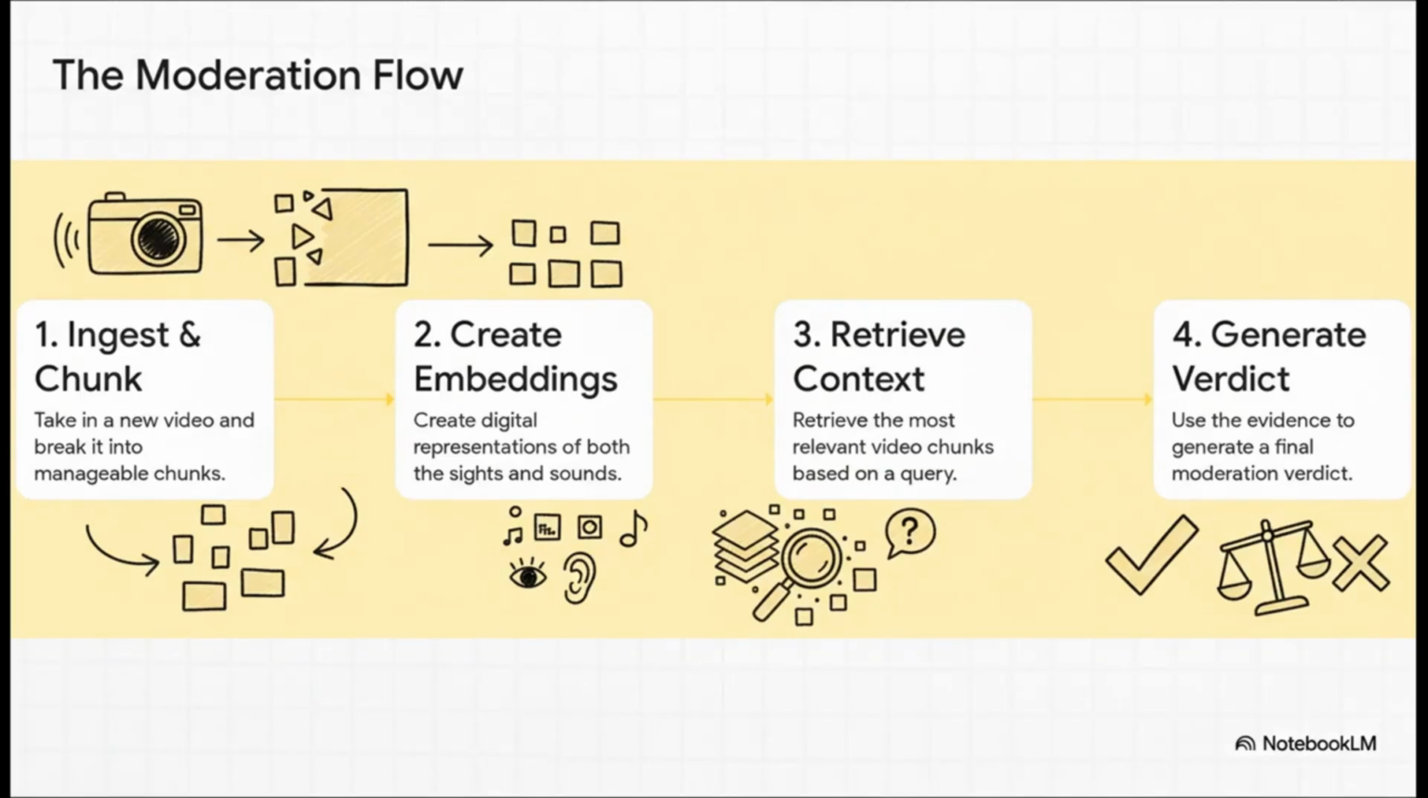So when a video comes in, it basically goes on a four-step journey. First, the system grabs the video and breaks it down into manageable chunks. Second, it creates what are called multimodal embeddings. Just think of them as super detailed digital fingerprints for both the sights and the sounds. Third, it finds the most relevant chunks based on what it's looking for. And finally, it uses that evidence to make a decision, to generate a verdict.